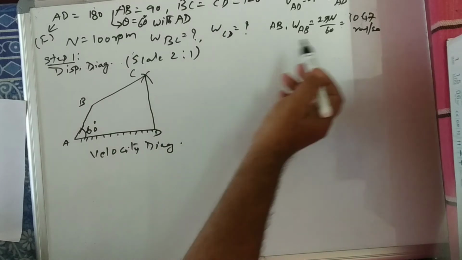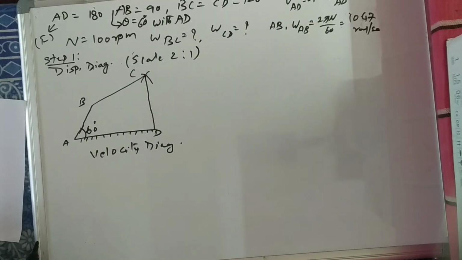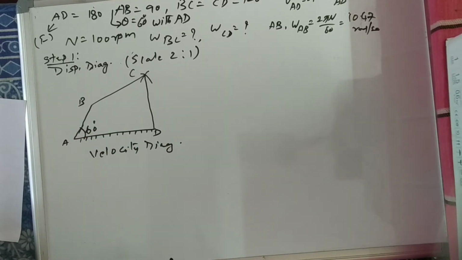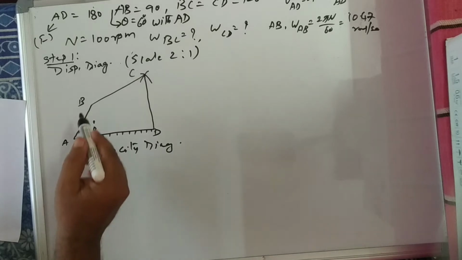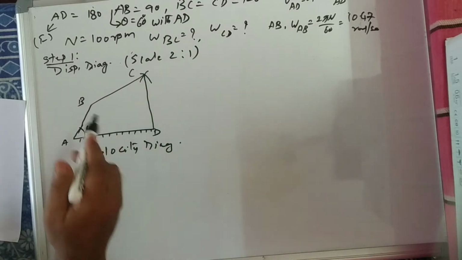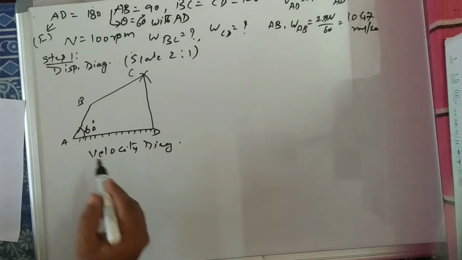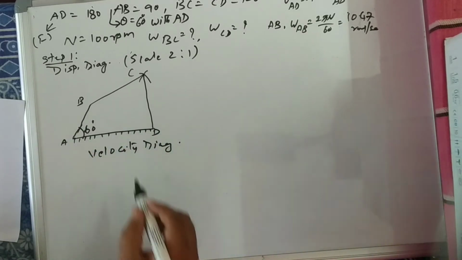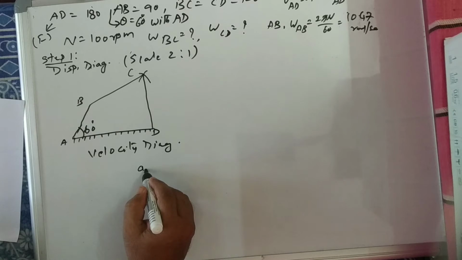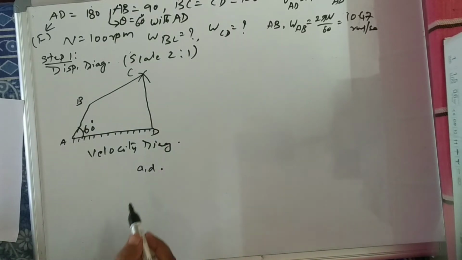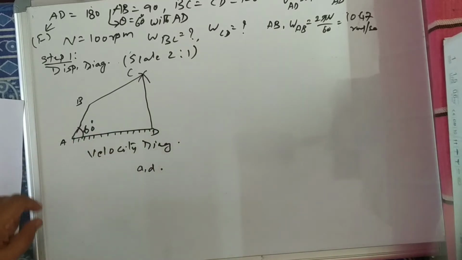So link AB is having 10.47 radians per second, that is the angular velocity. So we try to draw this angular velocity of AB. Here this velocity will always be in a direction perpendicular to the link. Therefore, first you represent the fixed points A and D. A and D are fixed points here, right?